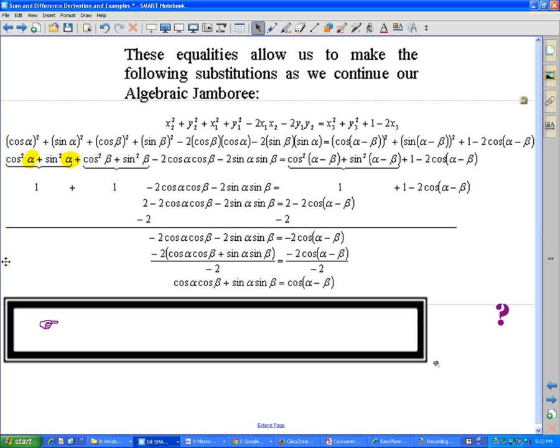And I know you're probably by this time saying, where is this going? And the answer is right here. This is where it's going. This is the answer. The cosine of alpha subtract beta. This is a difference formula for cosine. The cosine of angle alpha subtract angle beta is cosine alpha cosine beta plus sine alpha sine beta.